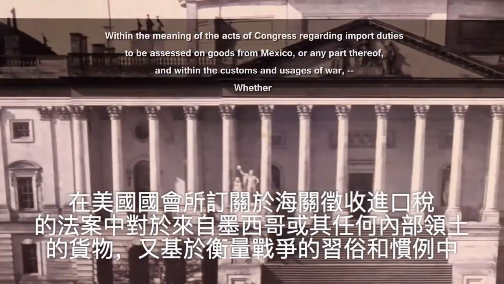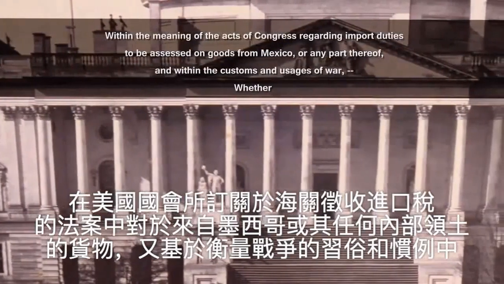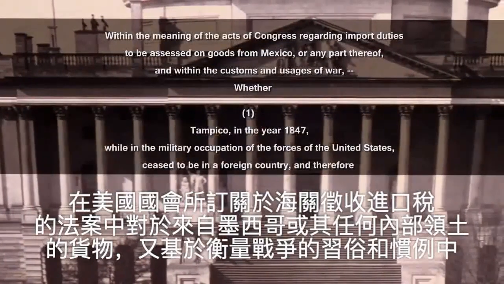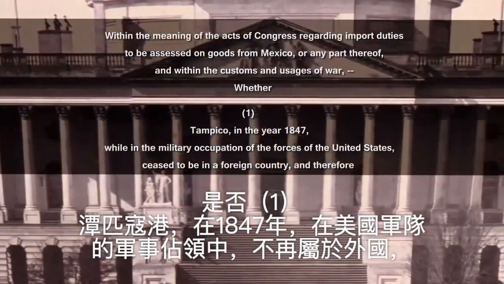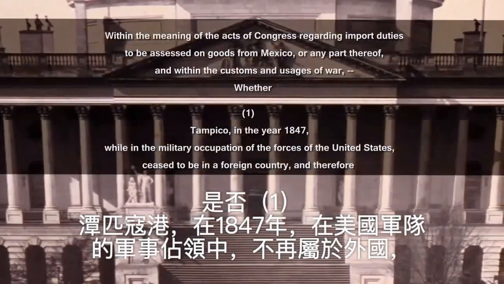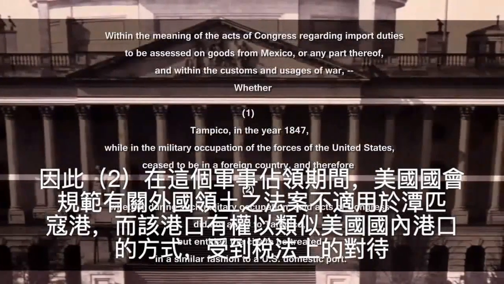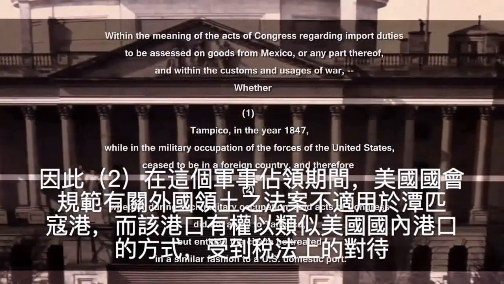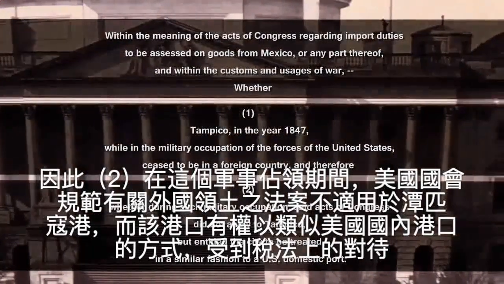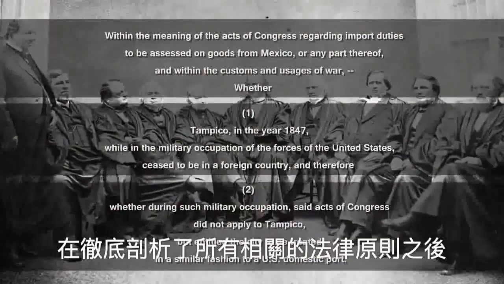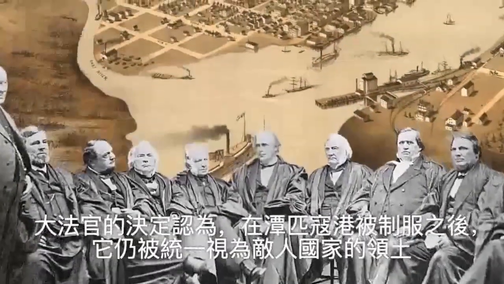within the meaning of the acts of Congress regarding import duties to be assessed on goods from Mexico or any part thereof, and within the customs and usages of war, whether 1. Tampico in the year of 1847, while in the military occupation of the forces of the United States, ceased to be in a foreign country, and therefore, 2. Whether during such military occupation, said acts of Congress did not apply to Tampico, but entitled the city to be treated in a similar fashion to a U.S. domestic port.